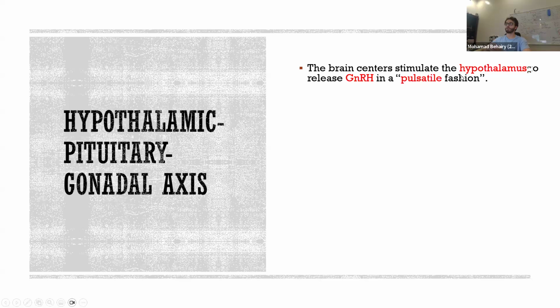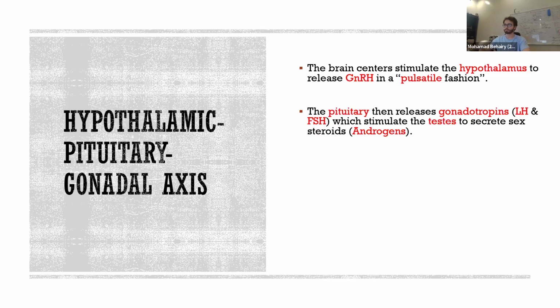The brain centers stimulate the hypothalamus to release GnRH in a pulsatile fashion. Now, what does pulsatile mean? It means GnRH is not produced all at once. Let's say one GnRH pulse will be produced every 3 hours. It's in a pulsatile fashion, like how the heart beats blood in pulses, not all the blood in your body at once. The same thing happens in the hypothalamus with the GnRH.